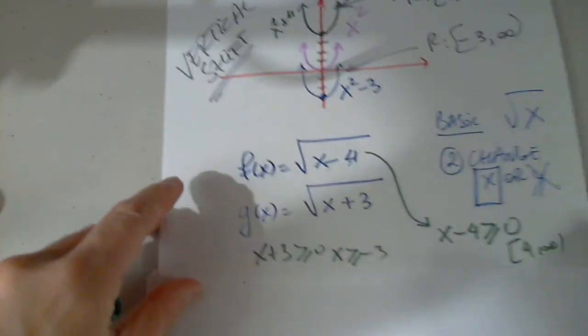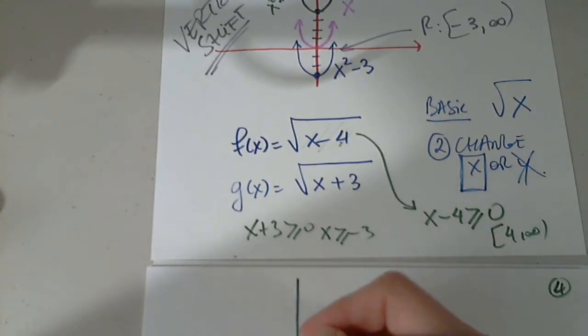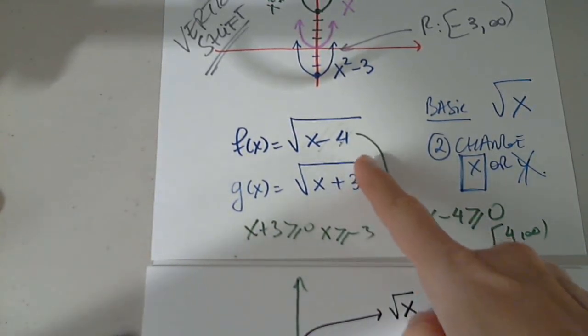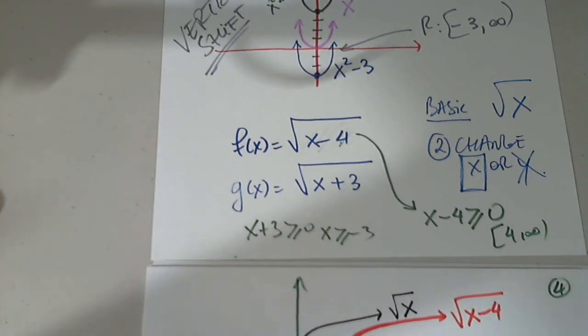So let's graph the base function. The base function is the square root of x. Here it is. X minus 4 clearly states move to the right. So 1, 2, 3, 4, same shape, everything the same. This is the square root of x minus 4. This is a right shift of 4 units to the right.